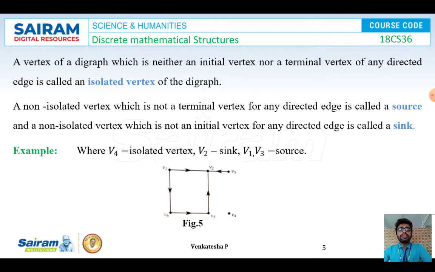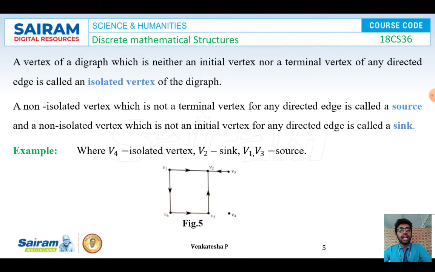Now I'll be discussing source and sink: what is a source, what is a sink. A non-isolated vertex means that it contains some edges. A non-isolated vertex which is not a terminal vertex for any directed edge is called a source. Similarly, a non-isolated vertex which is not an initial vertex for any directed edge is called a sink. It means that a vertex that is no edge's ending point is called a source.